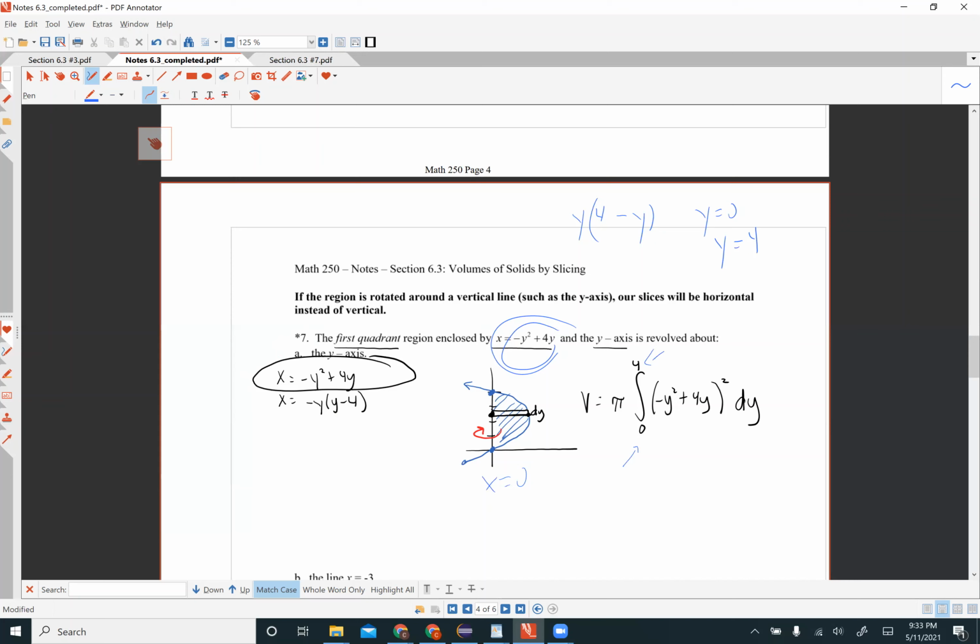And then the distance from the y-axis: you take any point here and go sideways, and that distance is x, right? In this case, x is equal to minus y squared plus 4. So when we're rotating around the y-axis, we get pi times the integral from 0 to 4 of minus y squared plus 4y. And again, the important thing to get the limits of integration is to actually solve minus y squared plus 4y equals 0.